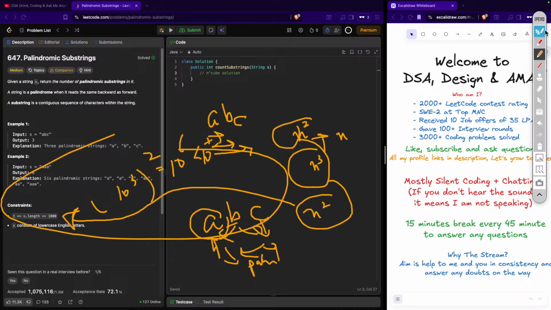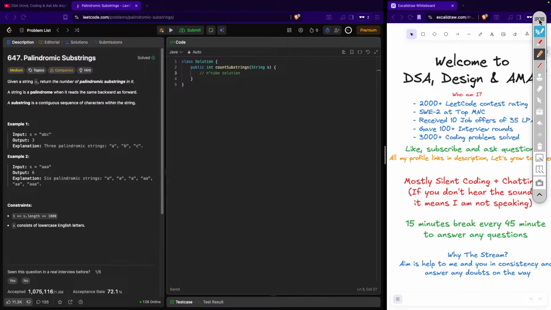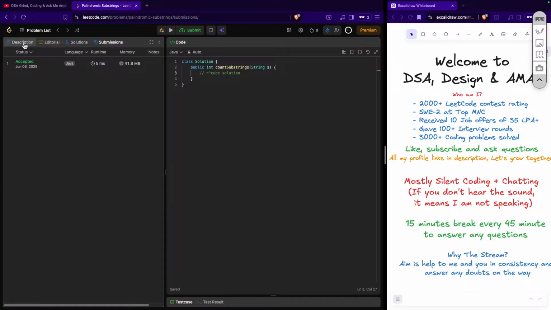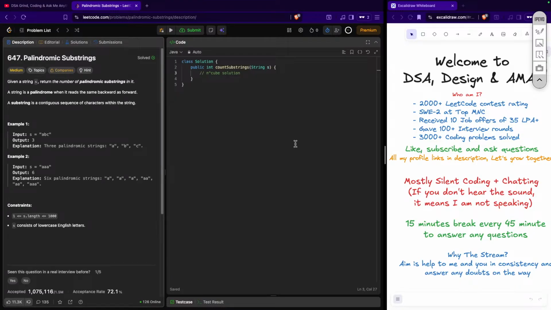I solved this problem earlier, so I'm aware of the intuition. Way back, I think 3 months back, I solved it. If we look at this, it's 3 months from June 6th.